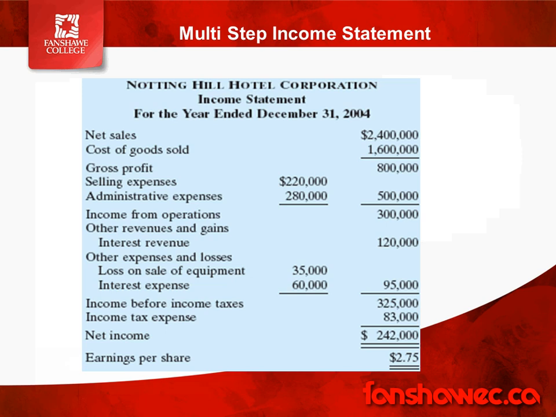Every multi-step income statement is going to start the same way. If you look at the very top here, we've got Notting Hill Hotel income statement for the year ended. You're always going to start with your sales figure, right? And this is the operating activity section, starting with net sales. Now they've got net sales listed here at $2.4 million. You might provide additional details by showing me the gross sales, less sales returns and allowances or sales discounts to get to net sales, right? But at the end of the day, every statement starts with this figure here, net sales.